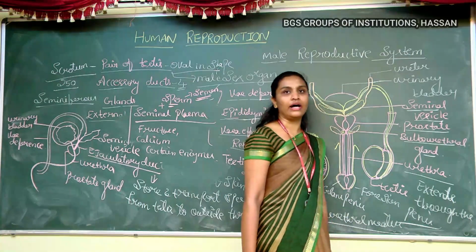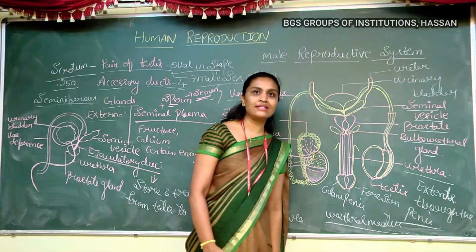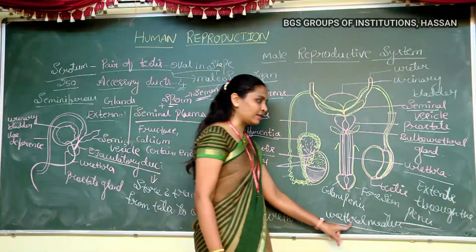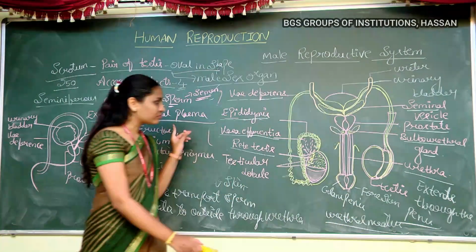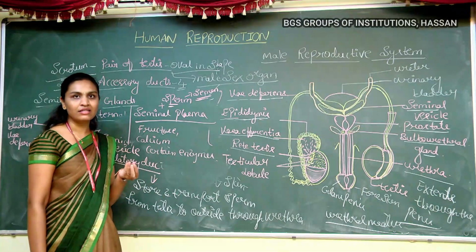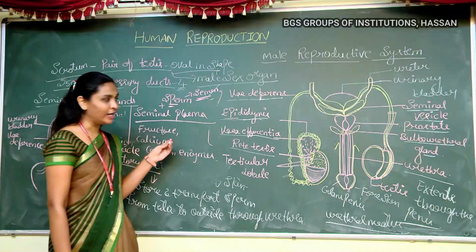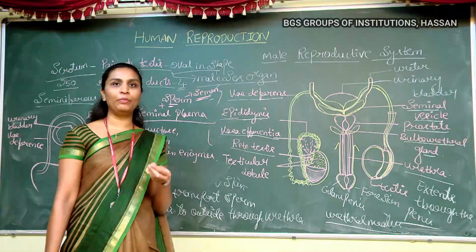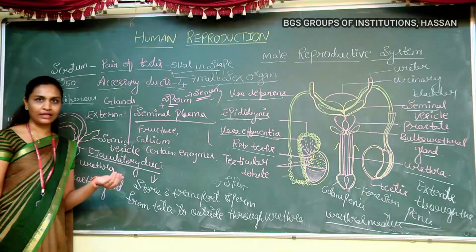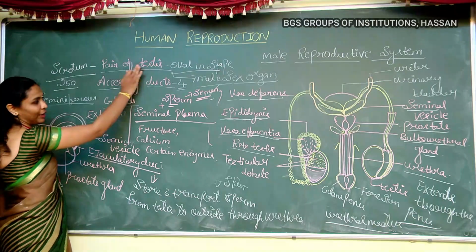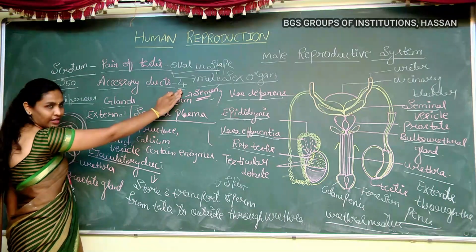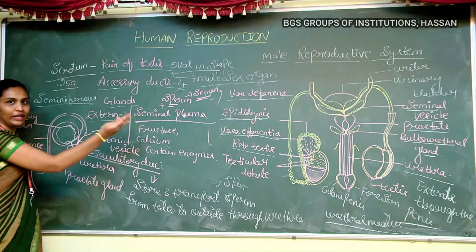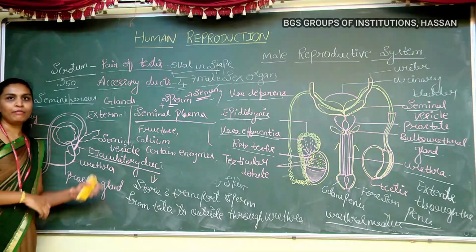And the opening of the urethra is also known as urethral meatus. It is a urinogenital opening. And accessory glands secrete seminal plasma, and one of them, the bulbourethral gland, secretes a fluid that helps in lubrication of the penis. See, this is about the male reproductive system. Totally it contains a pair of testes, 4 accessory ducts, 3 accessory glands, and external genitalia, that is a copulatory organ. See, these are the parts of the male reproductive system.